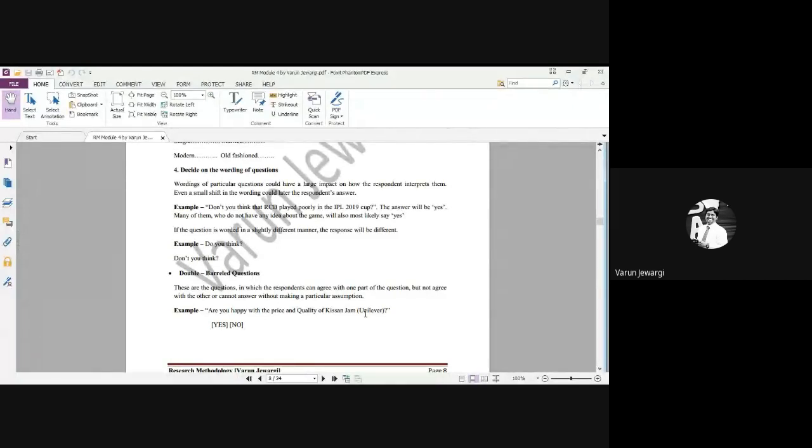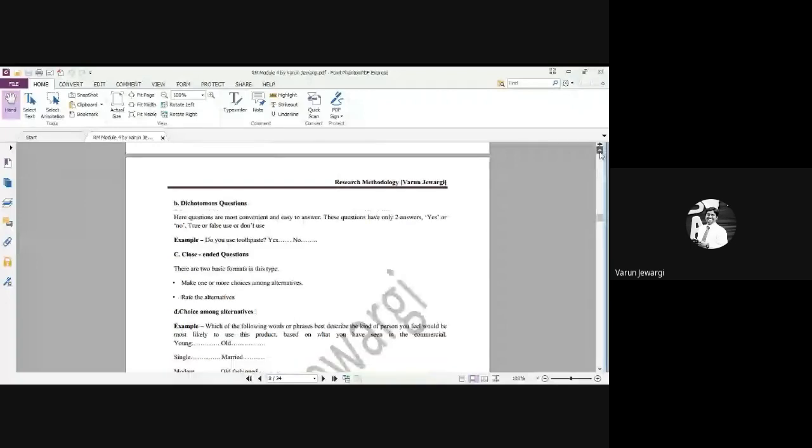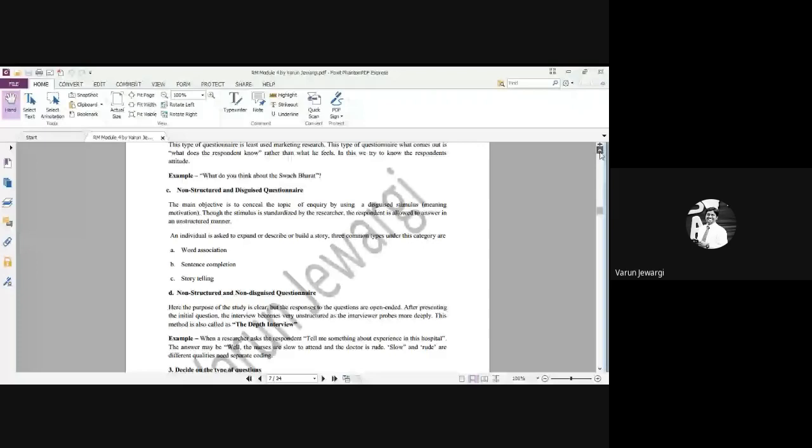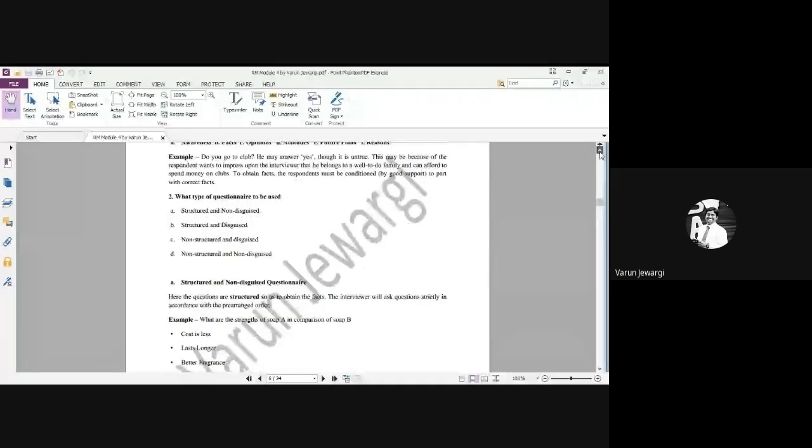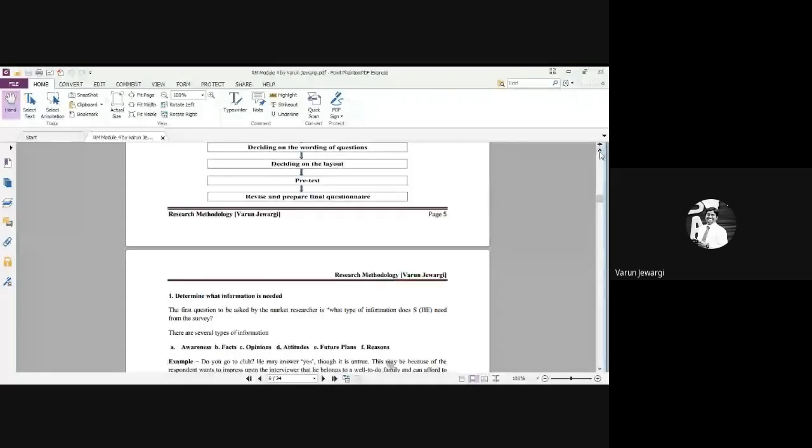But the option I'm giving him is only yes or no. So he can't say no, and he can't say yes. Such questions, when you're conducting a survey, you've got to be very clear about: should I ask such questions or not? Okay, so those are things we need to understand. Let's understand one by one in detail.